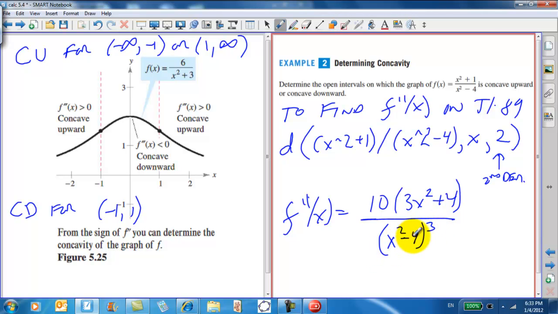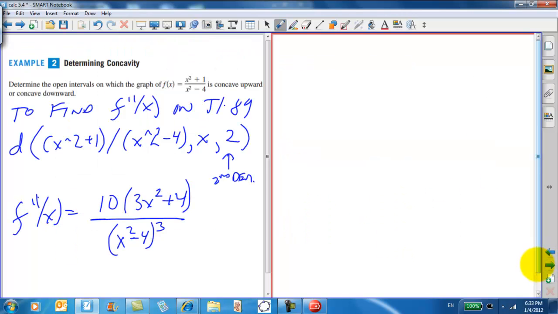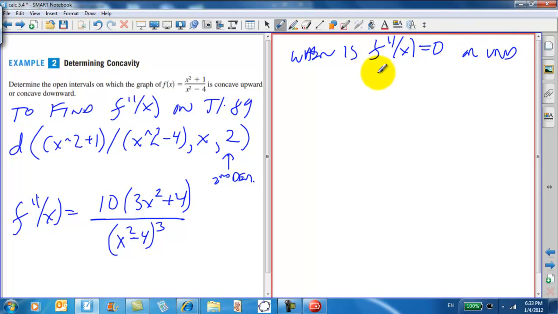Okay? So how can we use this now to determine when it's concave up and concave down? We can look at when the second derivative is equal to 0 or undefined. Well, it's equal to 0 when the numerator, 10 times (3x squared plus 4), equals 0. This is never.